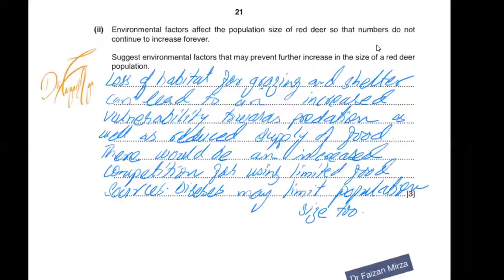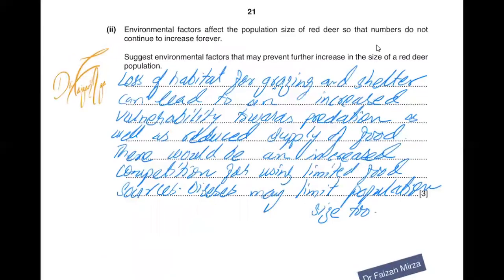Then the next part is a bit simple. They are saying environmental factors affect the population size of red deer so that numbers do not continue to increase forever. Suggest environmental factors that may prevent further increase of the size of the red deer population. So what are the controlling factors in the environment? Yes, loss of habitat for grazing and shelter can lead to increased vulnerability towards predation. Plus, it will result in reduced food supply, and when the food supply is reduced, there would be increased competition for the limited food sources available. Diseases may limit the size of the population of this deer as well.